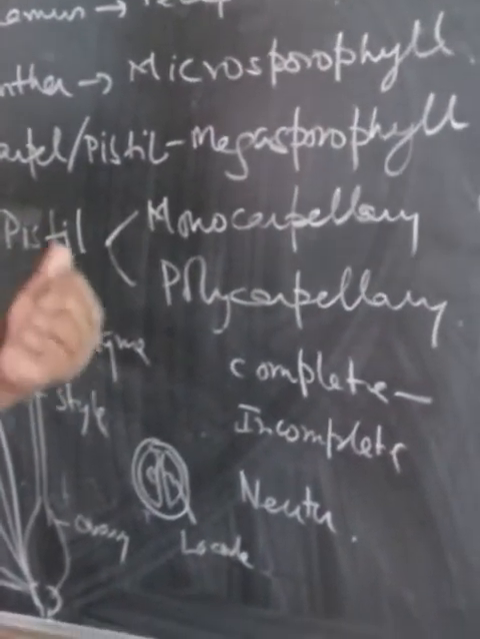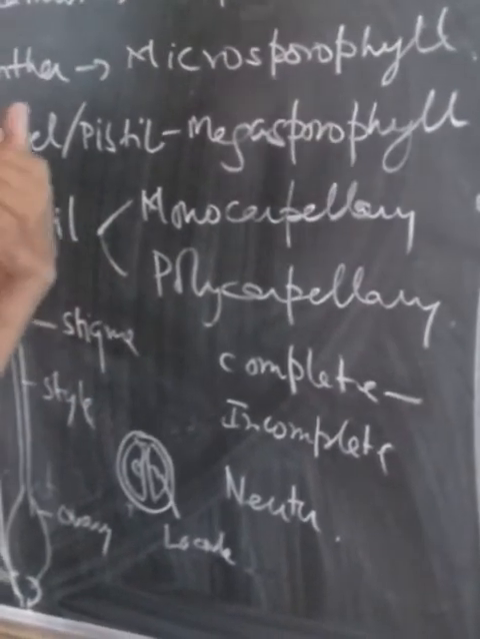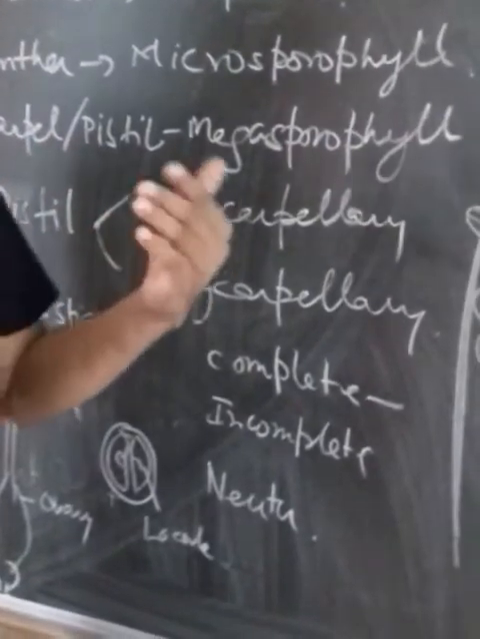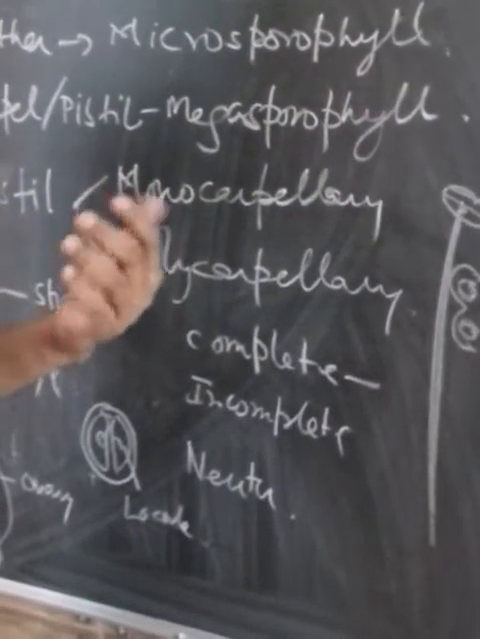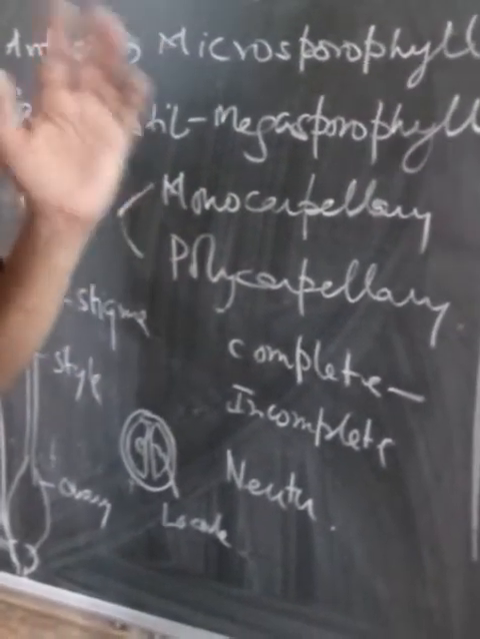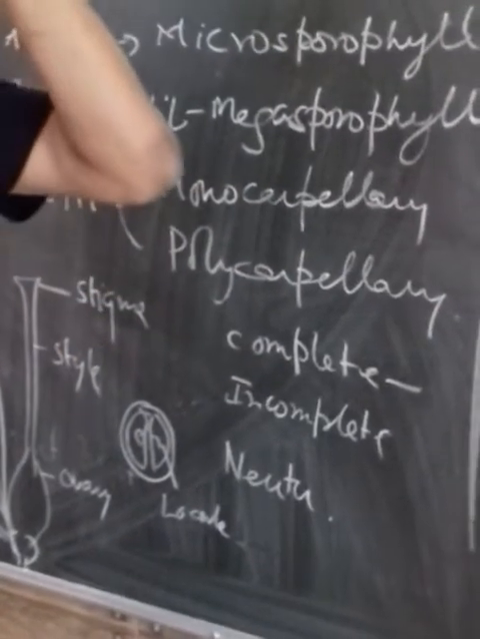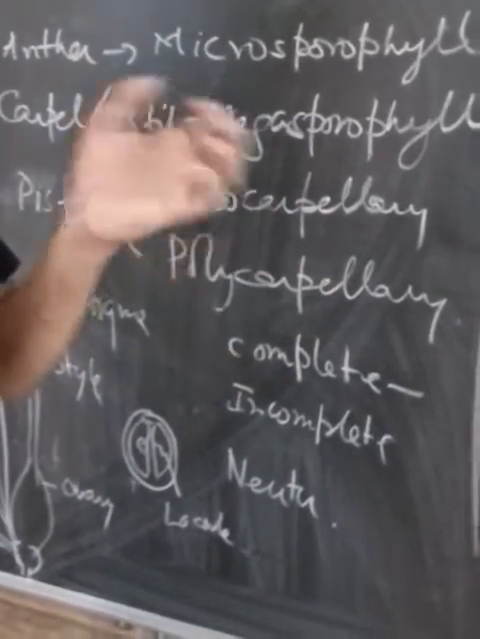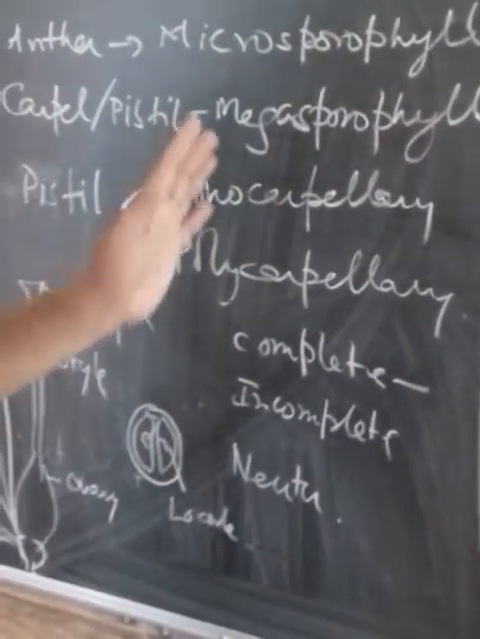I have already discussed monoecious and dioecious plants, and bisexual and unisexual flowers. Unisexual means they possess either the stamen or the pistil. If they possess the stamen only, they are called staminate. If they possess the pistil only, they are called pistillate flowers. In monoecious and dioecious, the male flowers and the female flowers may exist on two different plants, or on the same plant. We have already studied that, so I am not going into it.